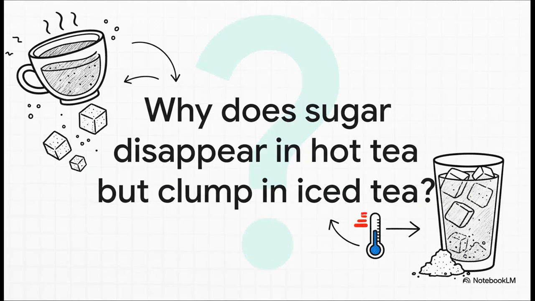Have you ever actually stopped to wonder about this? I mean, you stir sugar into a hot cup of tea, and poof, it's just gone. But then you try the exact same thing with a cold glass of iced tea, and you end up with that sandy sludge at the bottom. It's such a common experience, right? And it's the central mystery we're going to solve today.